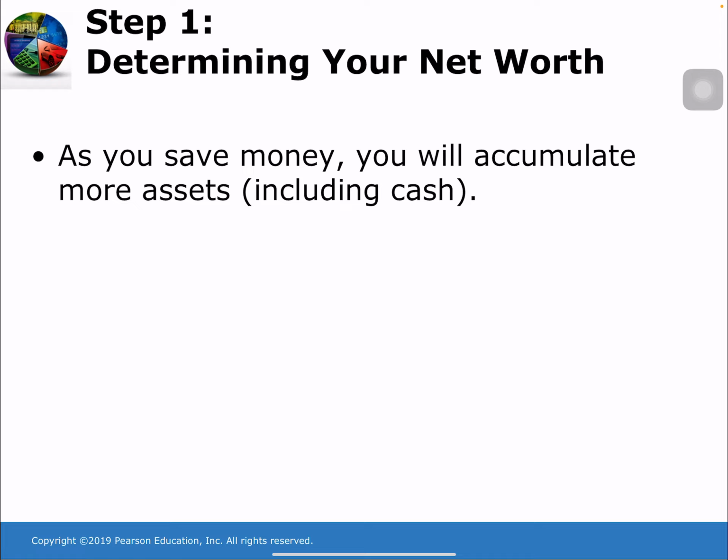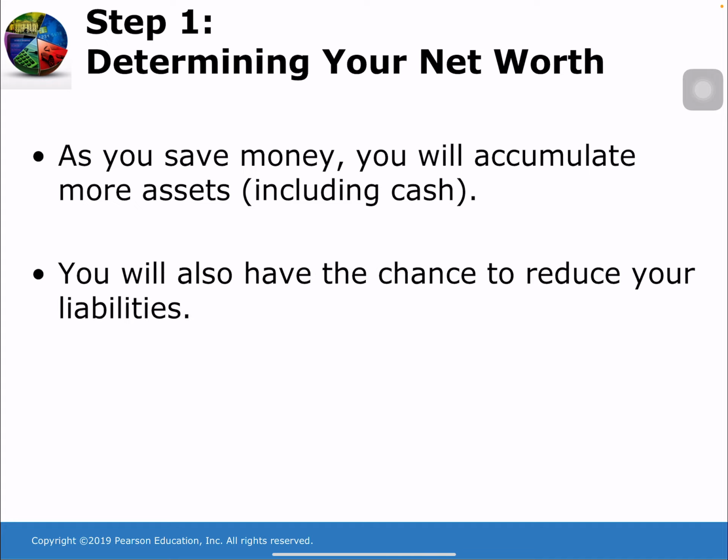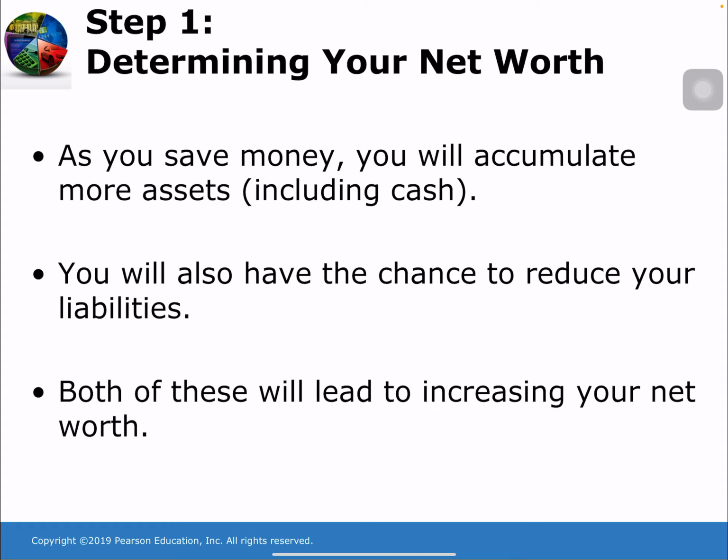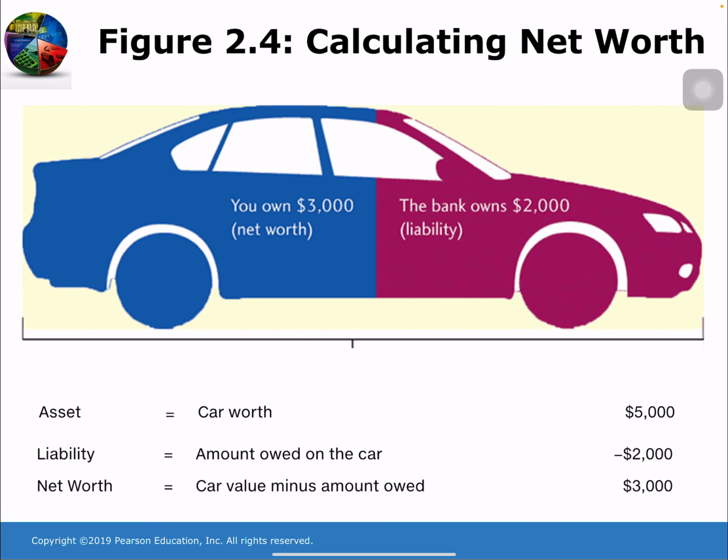Going on and including step 1 of component 1, determining our net worth. As you save money, you will accumulate more assets, including cash. You will also have the chance to reduce your liabilities. If you pay them off, you'll reduce your liabilities. Both of these will lead to increasing your net worth. So in other words, you can increase your net worth by increasing your assets or decreasing your liabilities. So your net worth or your equity will go up.